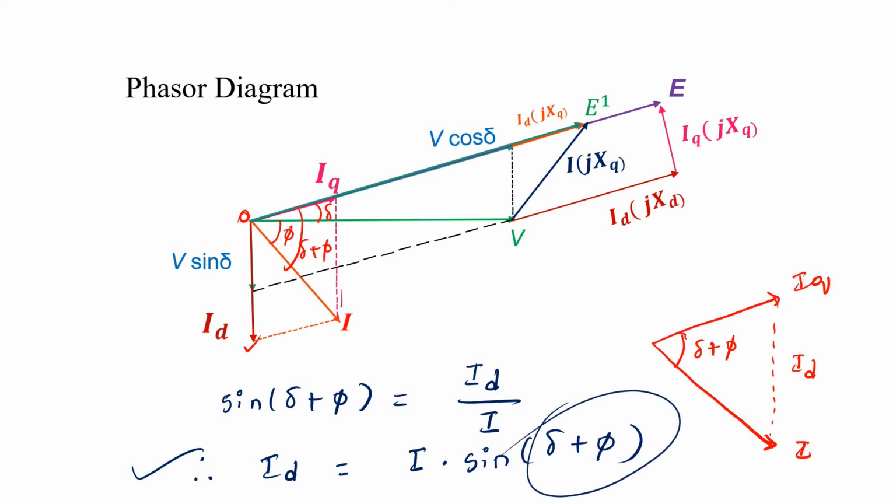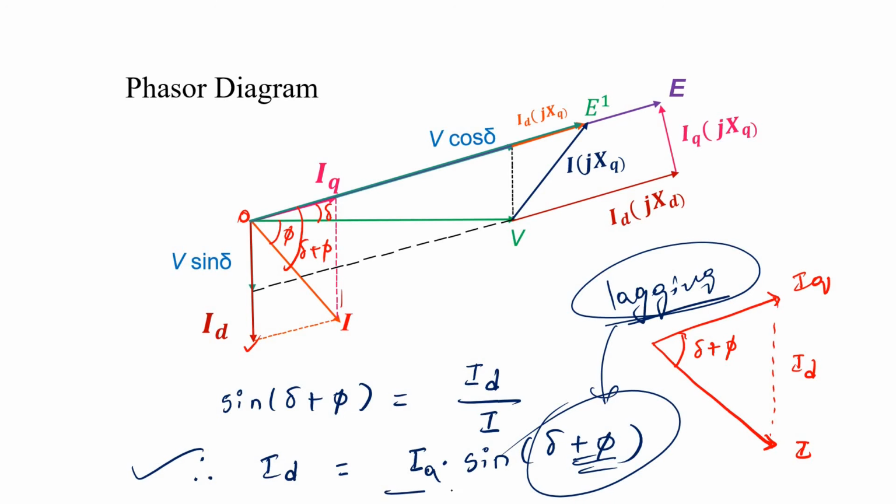So this sin(del plus phi), whenever the power factor is lagging, you will get the plus sign for lagging power factors. If it is a leading power factor, then we will get del minus phi. That we need to remember, it is plus or minus phi depending upon which type of power factor we are using. It is nothing but the armature current IA into sin(del plus phi).